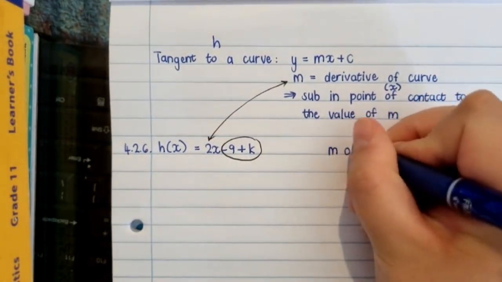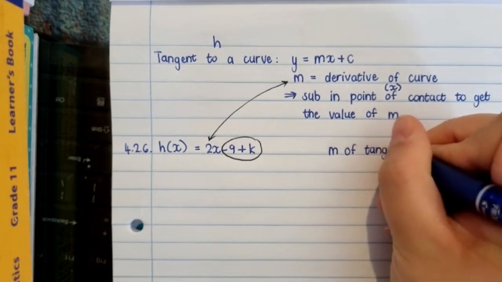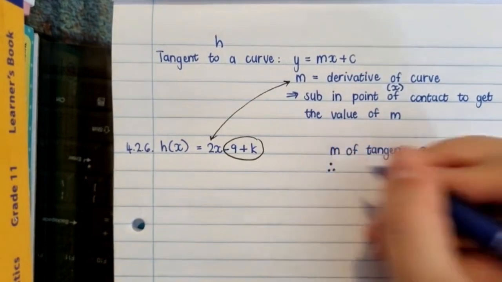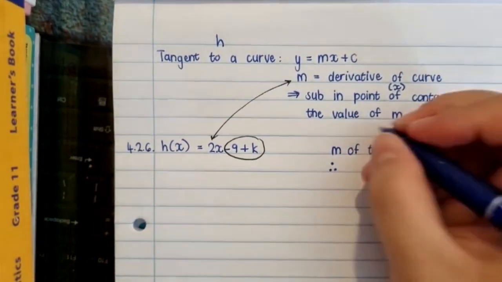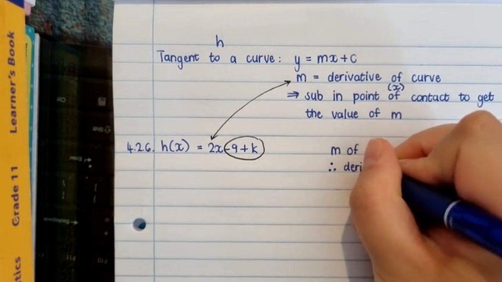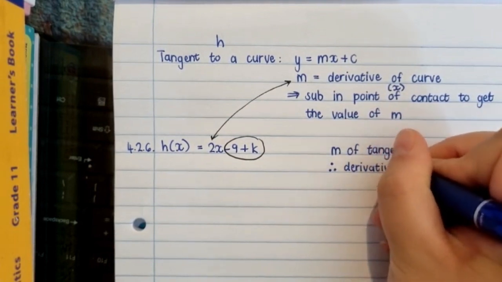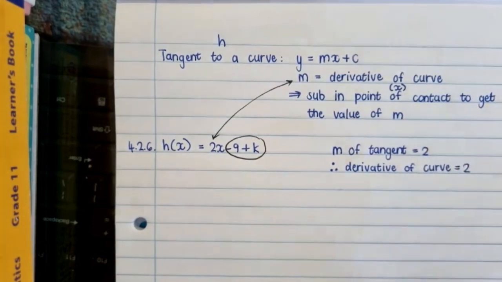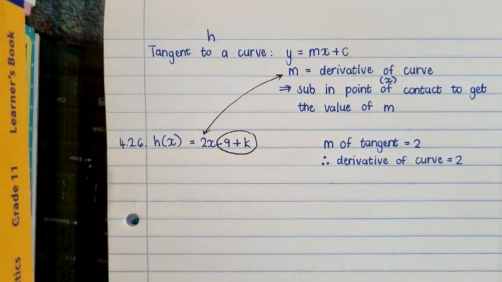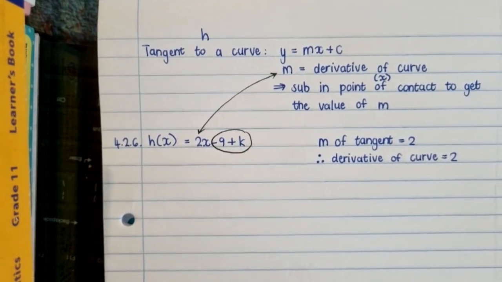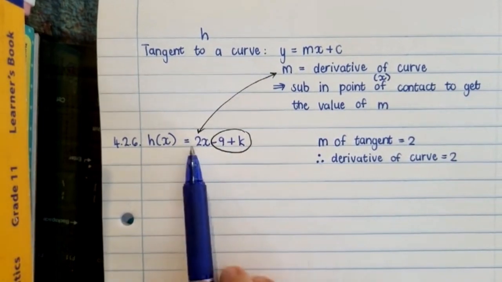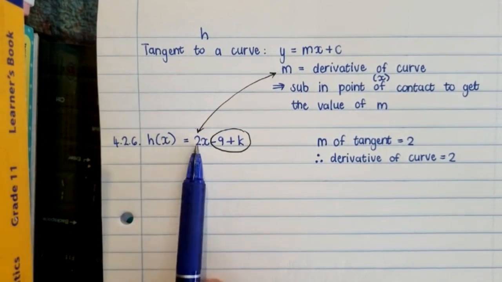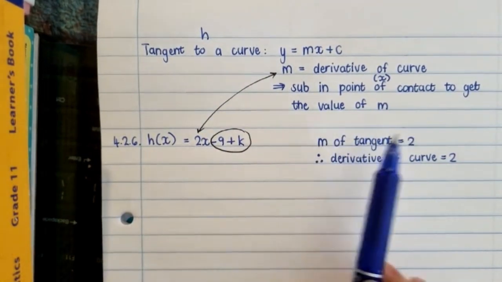All right, so I'm going to write that there. m of the tangent is equal to 2. Therefore, what is the gradient of the tangent? How do we get it? Therefore, the derivative of the curve must be equal to 2. That's how we're actually going to figure this out, guys. We know that the gradient of the tangent is 2. They told us that h is the tangent and the gradient of h is 2.